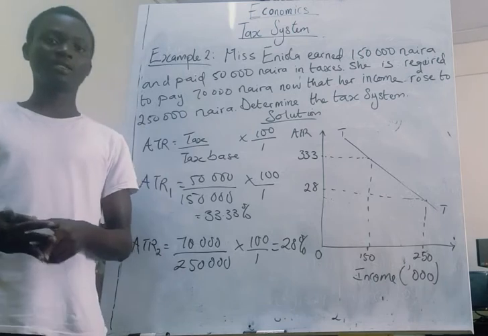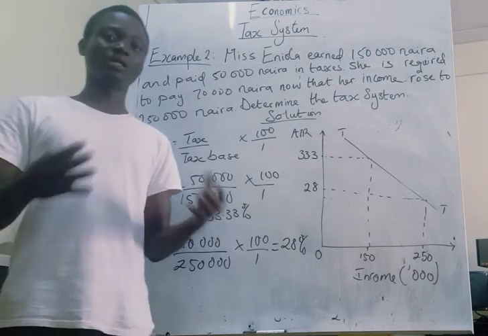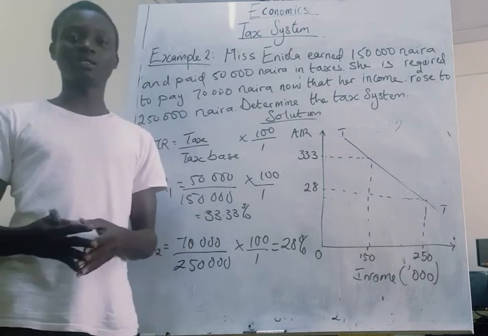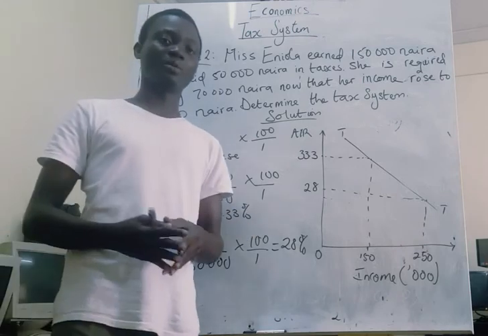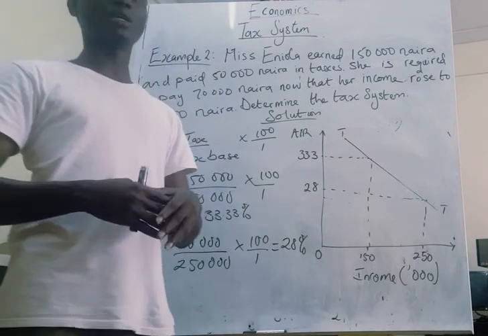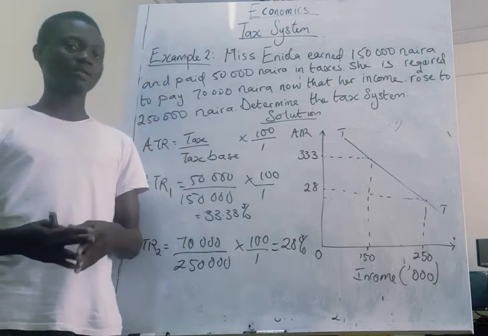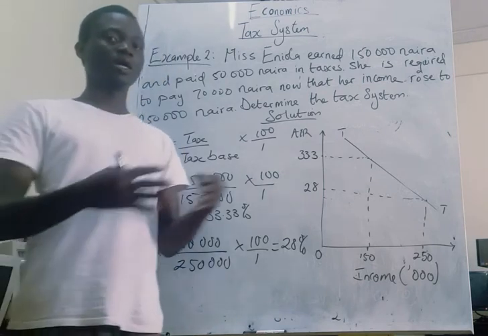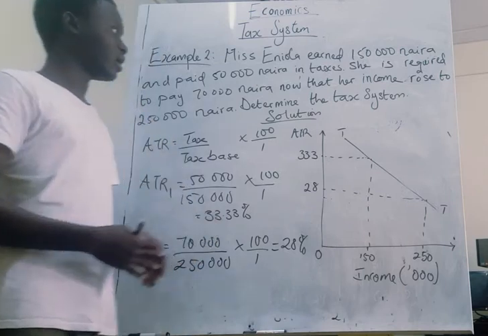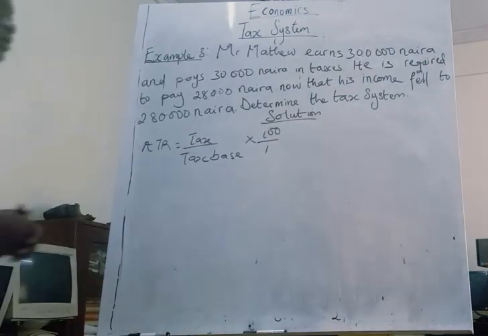So let's say 5%. An individual gets to pay 5%. A 5,000 naira earner pays 5%. A 1 million naira earner pays 5%. So that is what we are trying to say. We are talking about the proportional tax system. So let's set an example to see what we're talking about. We have our third example.